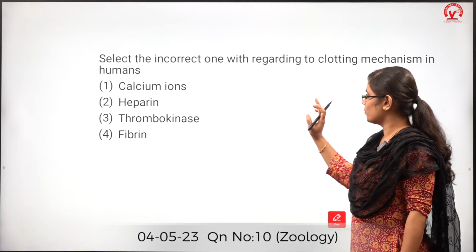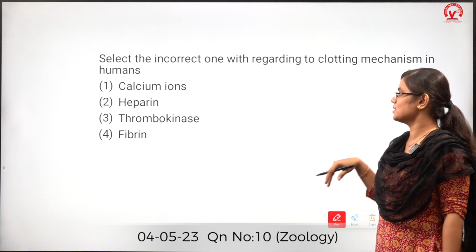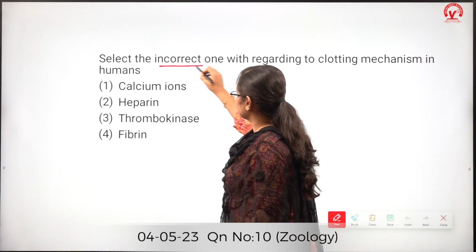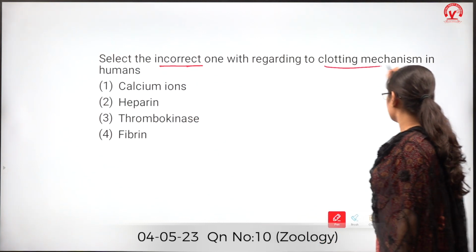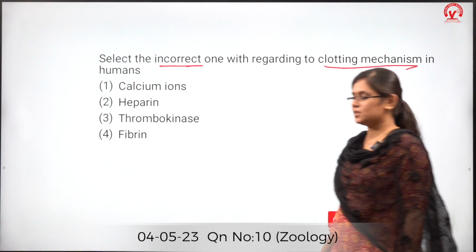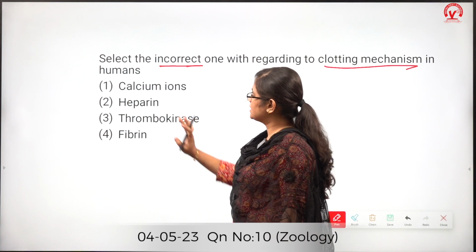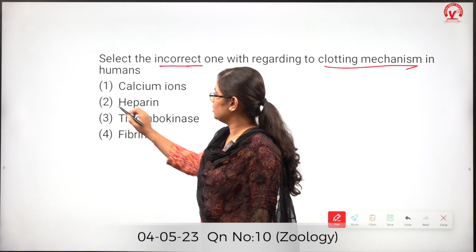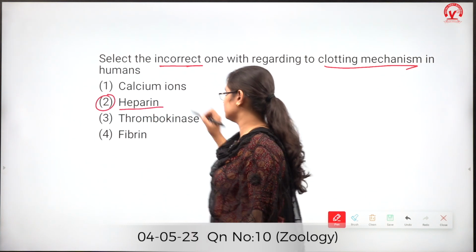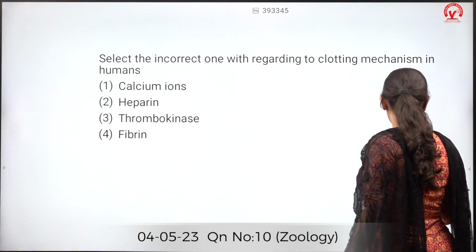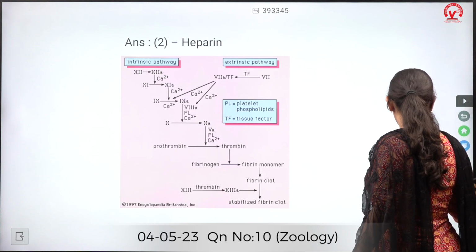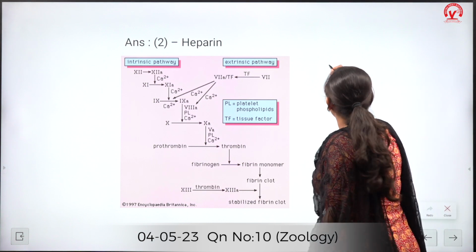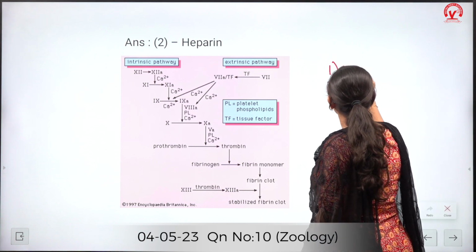Select the incorrect one with regard to clotting mechanism in humans. So we have to select the incorrect option with regard to clotting mechanism in humans. The options are calcium ions, heparin, thrombokinase and fibrin. So the correct answer will be heparin. In clotting mechanism we have two pathways, intrinsic and extrinsic pathway. So I will write the options here.